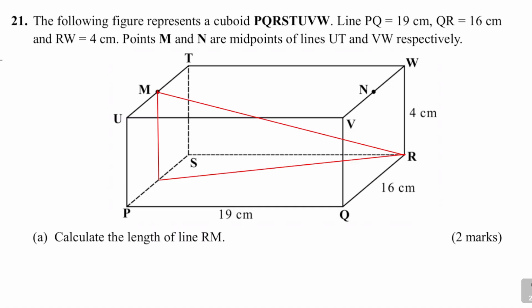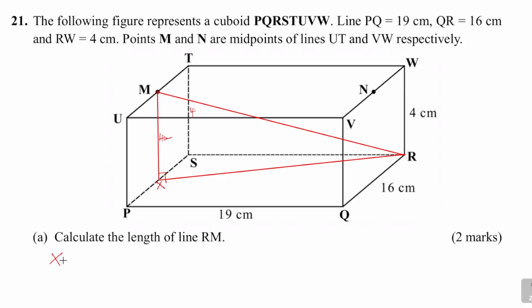These will form a right-angled triangle at this point. Let me name this point as X. So you can see we formed a right-angled triangle MXR. So that right-angled triangle is going to help us calculate the length of RM. We have this side, this side is 4 centimeters. Also, this one is 4 centimeters. Now we can get XR.